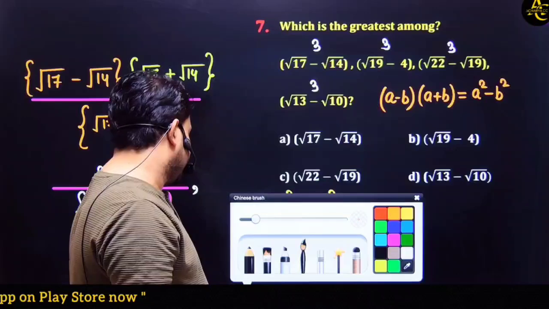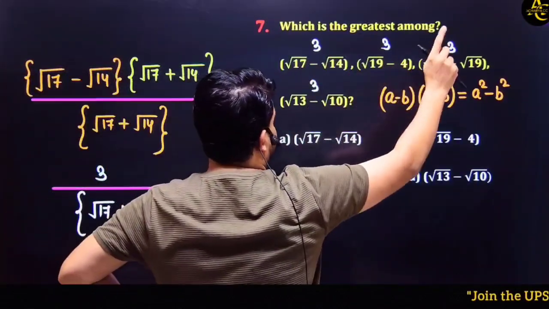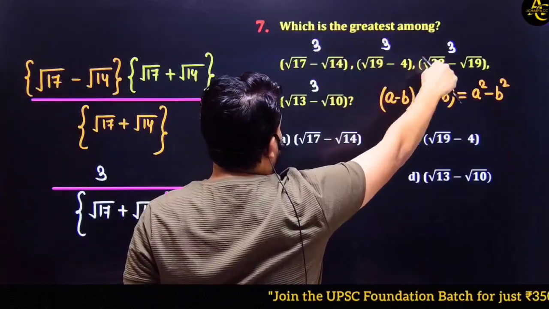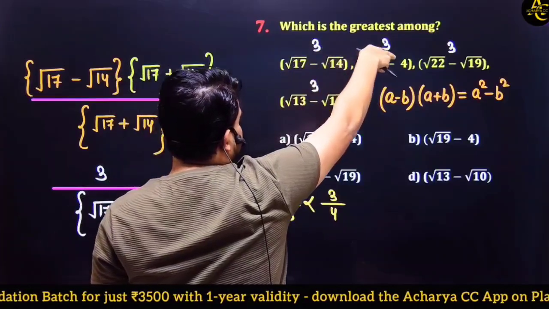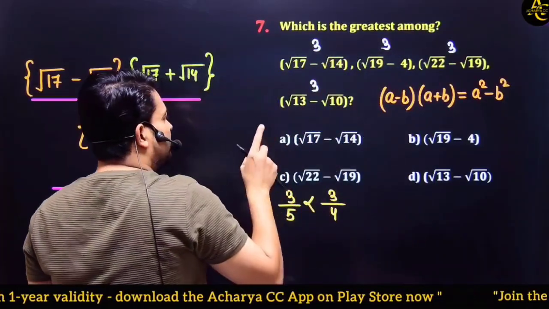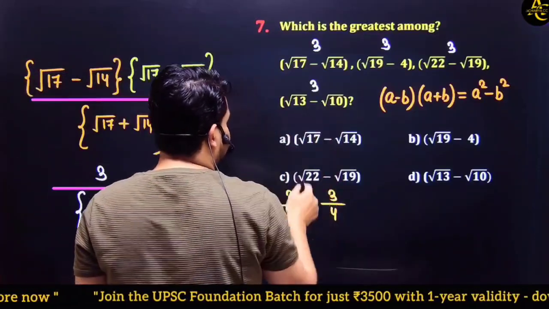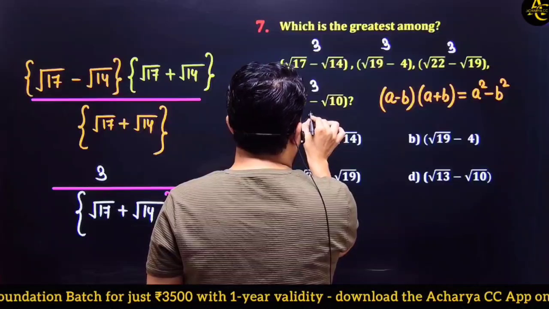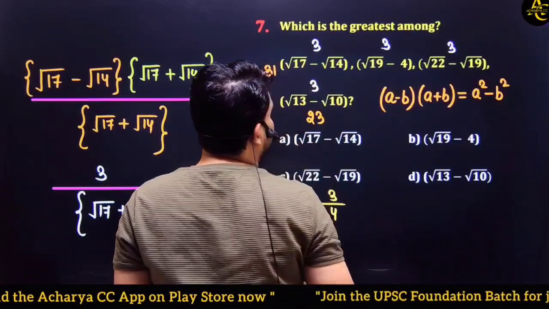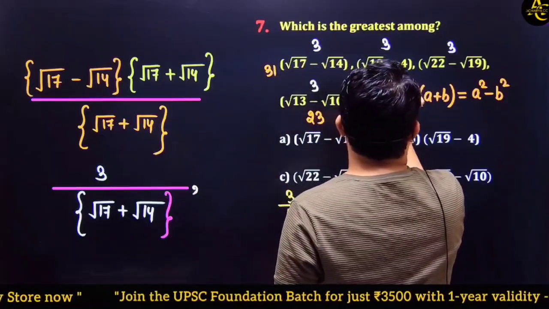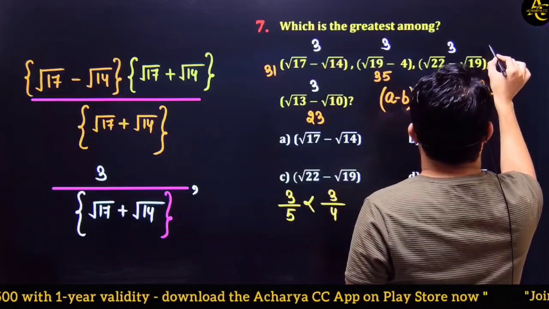See, now listen to me carefully. If there is a minus sign in between, and the difference between the integral values of these surds is equal, then the number will be the greatest whose sum of the surds will be least. Here the sum of the surds is 23. Here the sum is 31. Here the sum is 19 plus 16, that is 35. Here the sum is 38. Not 38, 41.